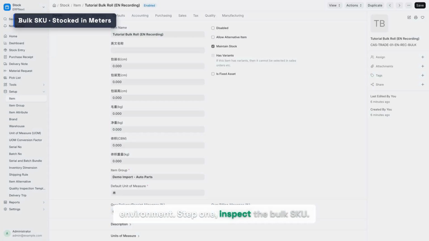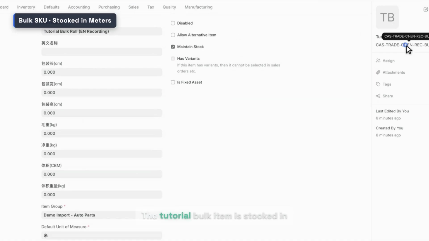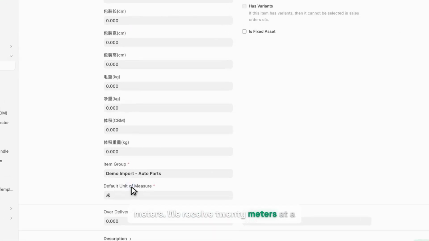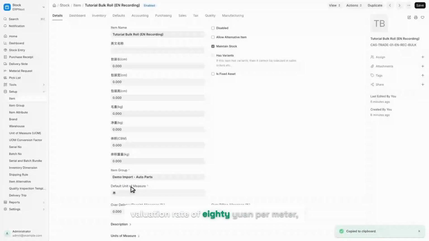Step 1. Inspect the bulk SKU. The tutorial bulk item is stocked in meters. We receive 20 meters at a valuation rate of 80 yuan per meter, so the opening inventory value is 1,600 yuan. Keeping the bulk item in meters preserves the real purchasing and inventory unit. Creating samples is not a reason to change the bulk stock unit to pieces.